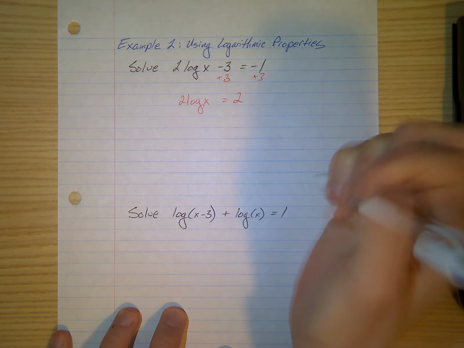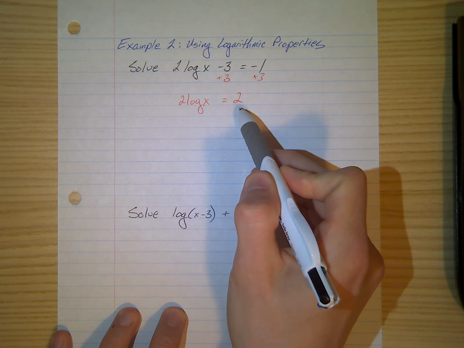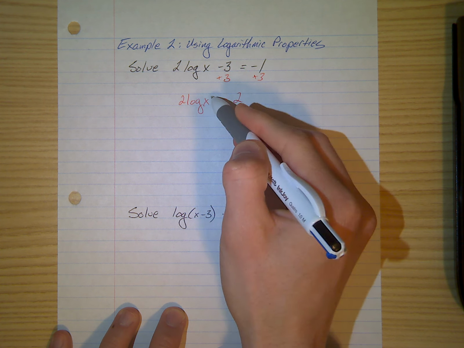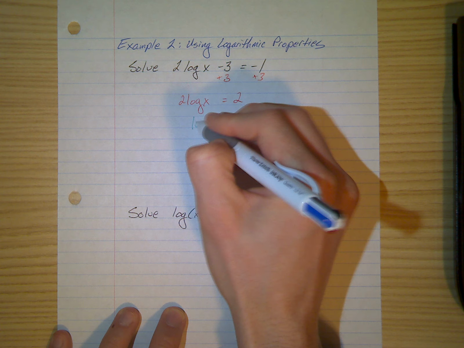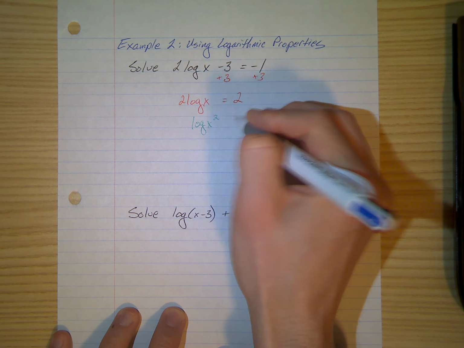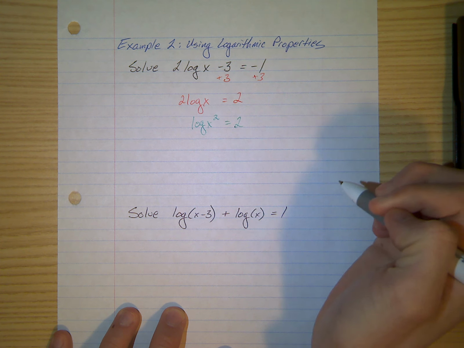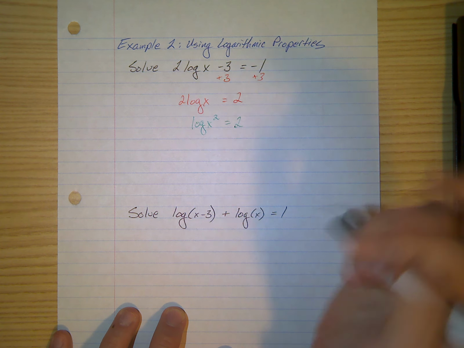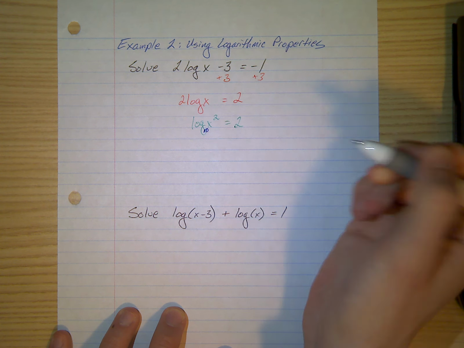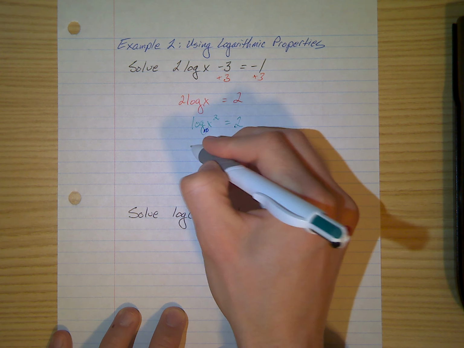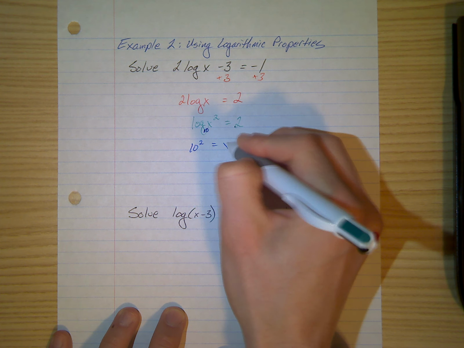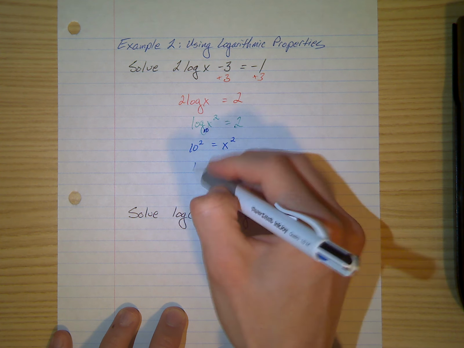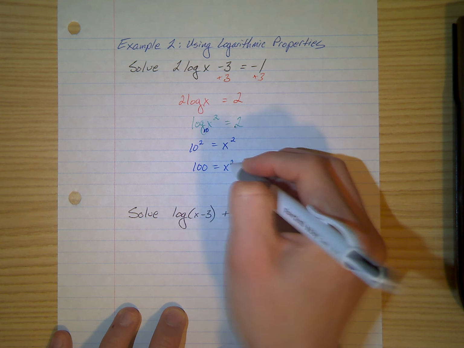Now, you might be tempted to just divide both sides by 2, but remember, a number in front of a logarithm becomes the exponent of the part. So what we actually have here is the log of x squared is equal to 2. Then when we convert it into exponential form, again, the base is 10, it's not shown, so it's 10. You have 10 squared is equal to x squared. Okay, so we have 100 is equal to x squared.